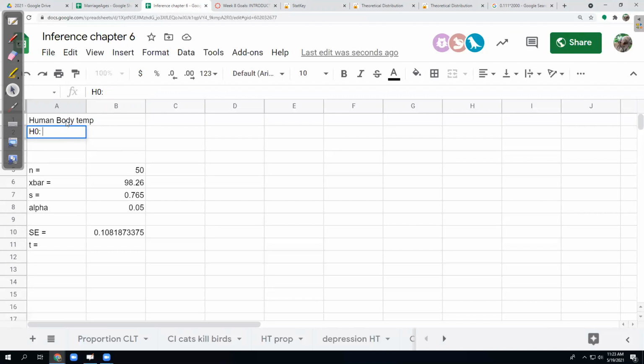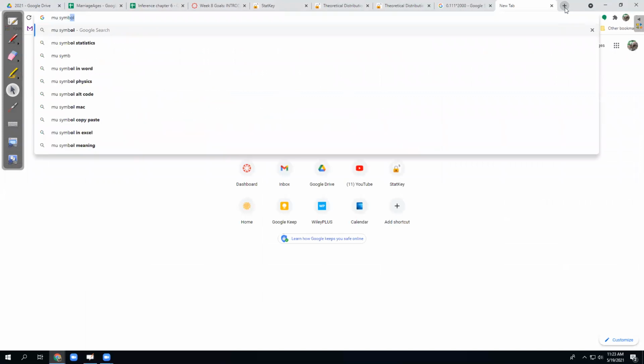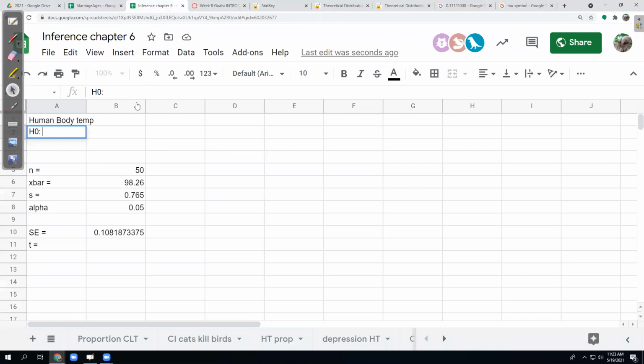is, now, in a word processor, you can go and insert special characters. That's not easy to get here, but I can just go search for mu, the symbol, on the internet, and copy and paste it in. Where's my mu? Oh, I got it in there before. So mu equals 98.6.